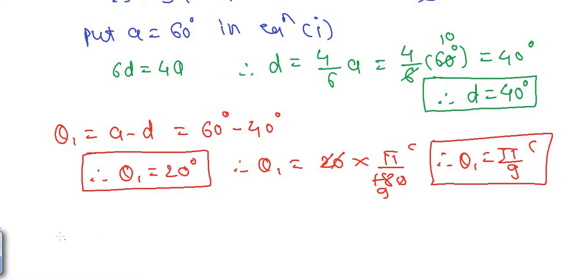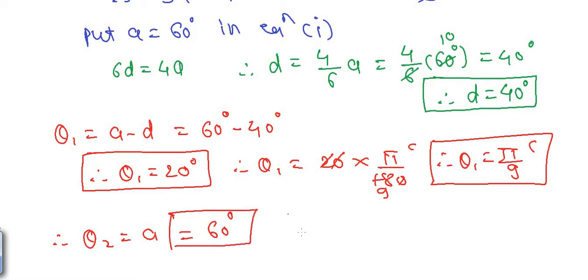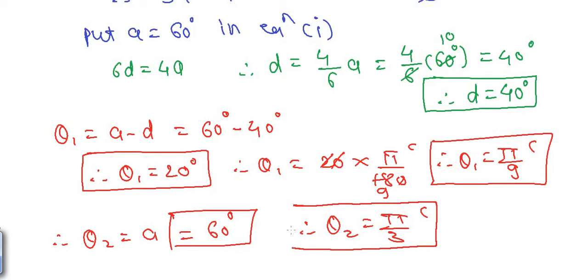Now let us find theta 2. Therefore theta 2 is equal to a. Now what is the value of a? A is 60 degree. So this is the value of theta 2, 60 degree, and we know that 60 degree in radian is pi by 3 radian. Now please verify this by multiplying 60 degree with pi by 180.